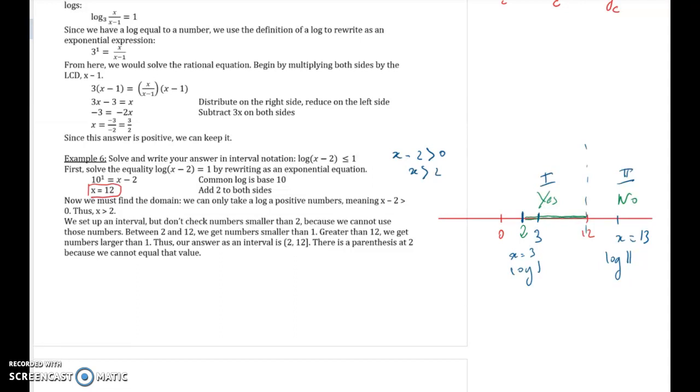Just right here. I know that I need to use a value x greater than 2, because if it's not greater than 2, I will not satisfy the fact that x minus 2 has to be greater than 0. Therefore, this is why I end up with the interval notation (2, 12]. Why do we have a parenthesis next to the 2? Because x has to be strictly greater than 2. Why do we have a bracket on 12? Because x equals 12, and 12 is a solution.